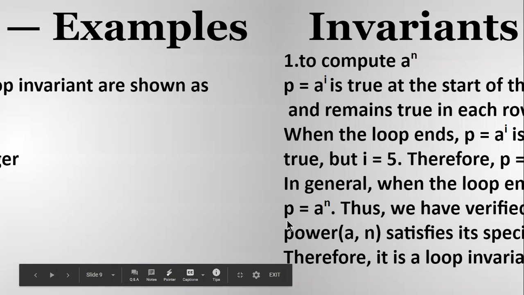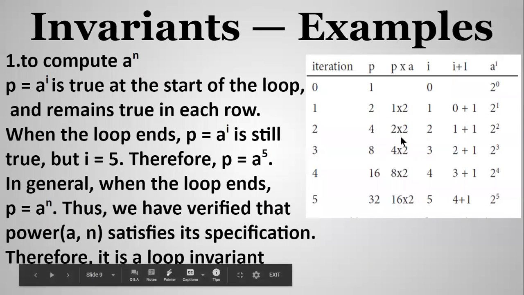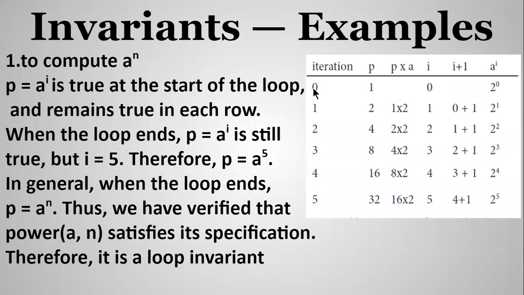Now coming back to the explanation in this table, you have each row here. Each row is called an iteration. This is my start of the loop and this is my end of the loop. Example, you're going to calculate 2 to the power of 5. So in this case, we start with P is equal to A to the power of I, that is 2 to the power of 0. I is 0. We calculate 2 to the power of 0.